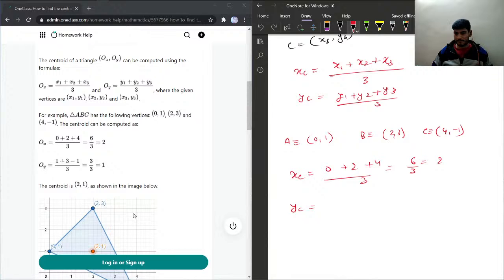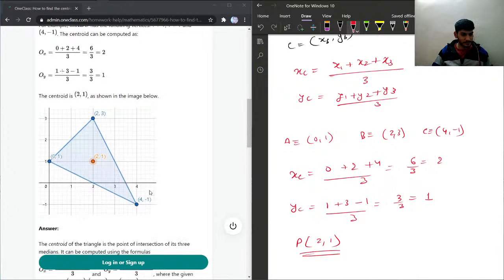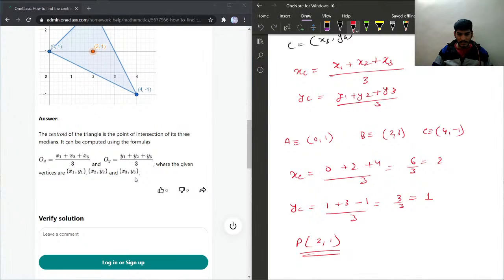yc will be 1 plus 3 plus -1 over 3. So this, and this will get cancelled, and this will become 3 over 3, which will be 1. So the coordinate for the centroid is (2, 1). And let's check. So again we have 2 and 1. So these are the coordinates for the centroid, and that is pretty much all for this question.